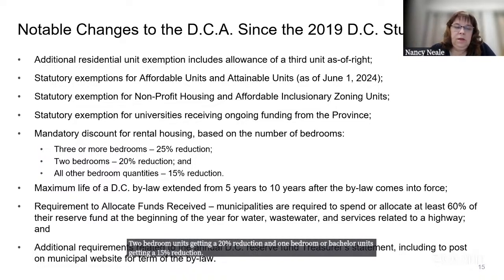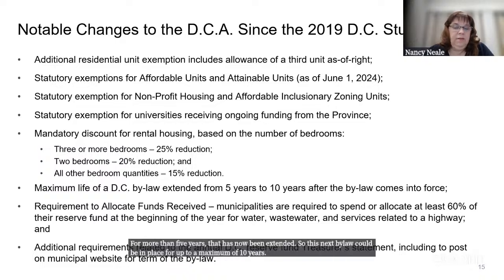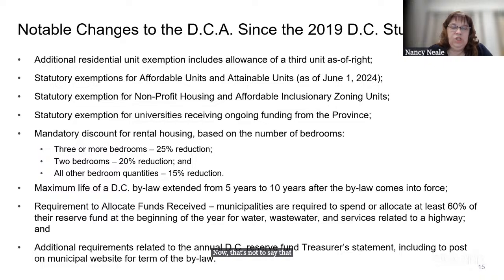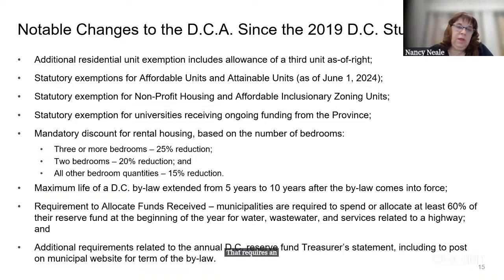In the past, there used to be a stipulation that a bylaw could not be in place for more than 5 years. That has now been extended. So this next bylaw could be in place for up to a maximum of 10 years. Now, that's not to say that if there's a major change that the city becomes aware of that requires an update, that they couldn't do that within that 10-year window. But it does allow municipalities to keep a bylaw in place longer if it is still applicable.